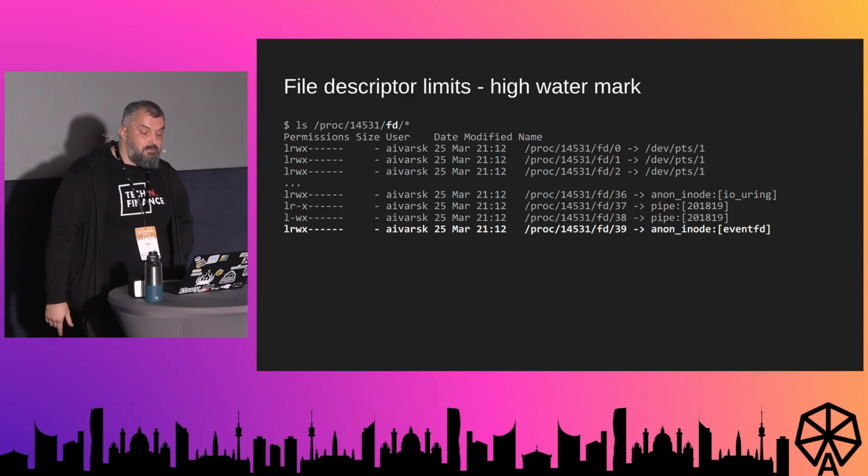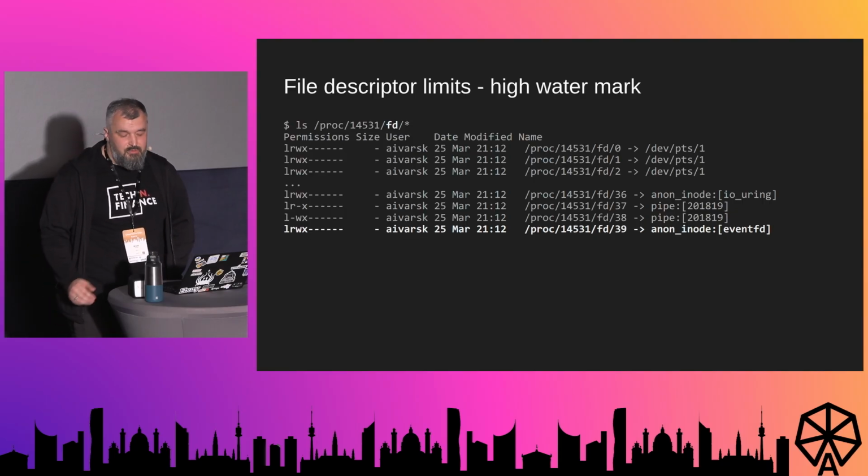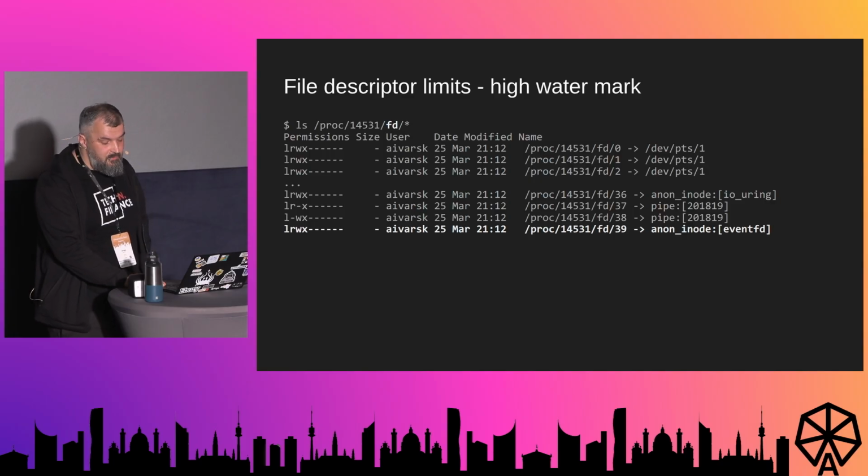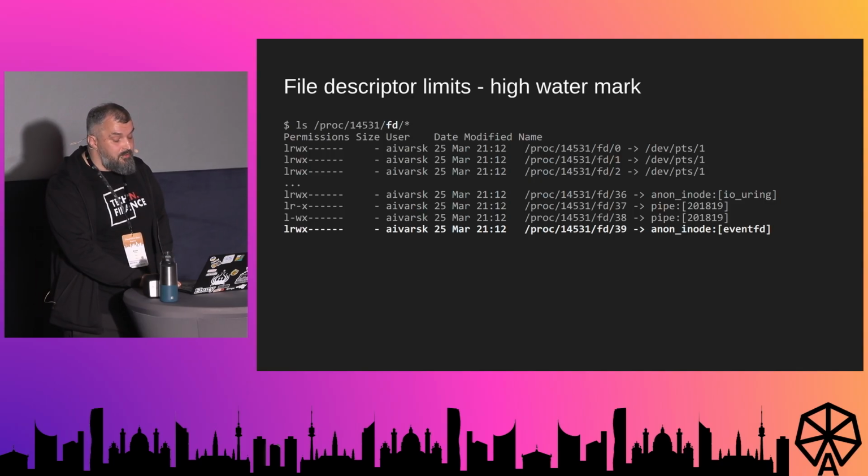How can you find out if the process is hitting file limits? Just look at the last file descriptor that was assigned. The largest file descriptor here is 39. The limit is 1024. So it's not hitting the limits. It's hitting some other limits.